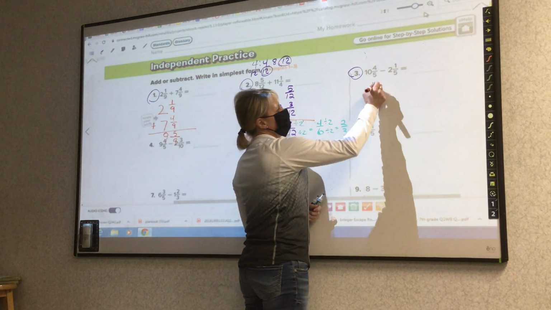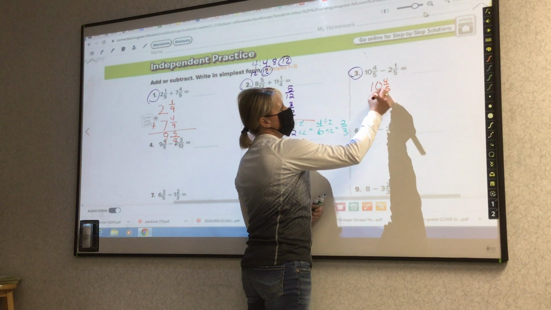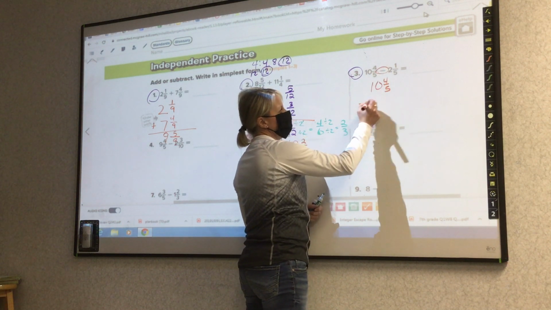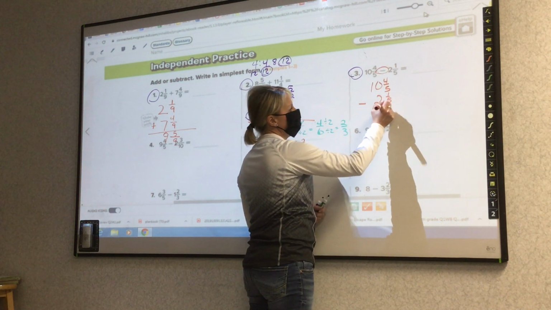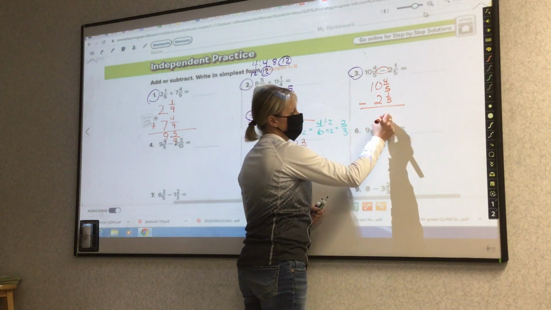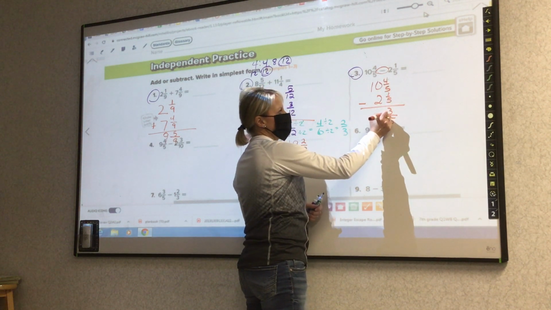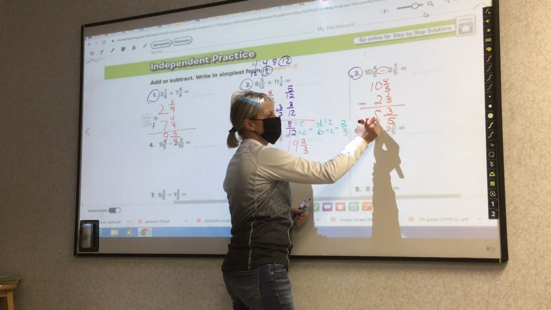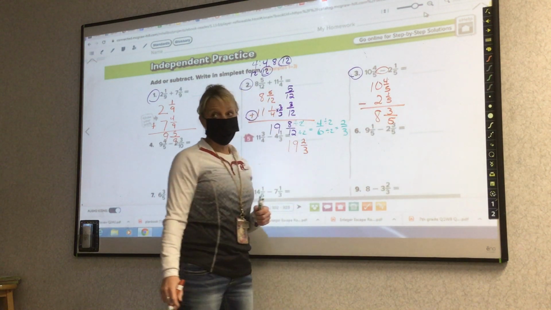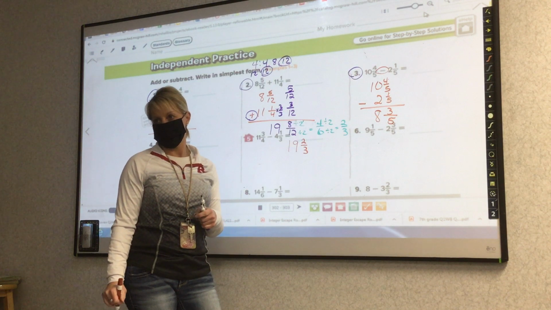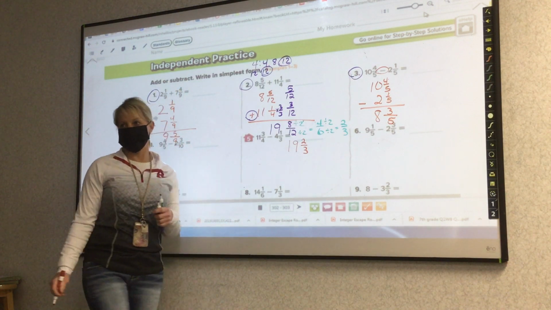10 and 4 fifths, subtraction, minus 2 and 1 fifth. I have a common denominator, so I just leave it at 5. 4 minus 1 is 3, and 10 minus 2 is 8. Can I reduce anything? No. Sit down if you got it wrong, stay standing if you got it right.